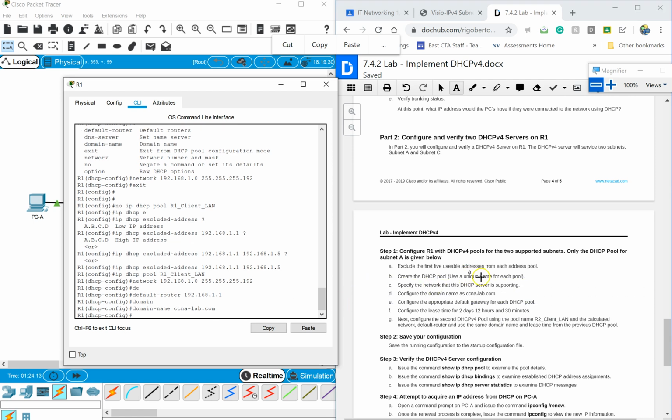So I gave it a unique name, R1. Specify the network. We did that. It's 192.168.1.0 with a /26. Configure the domain naming, right? The default gateway, we already told it what it is, 192.168.1.1.